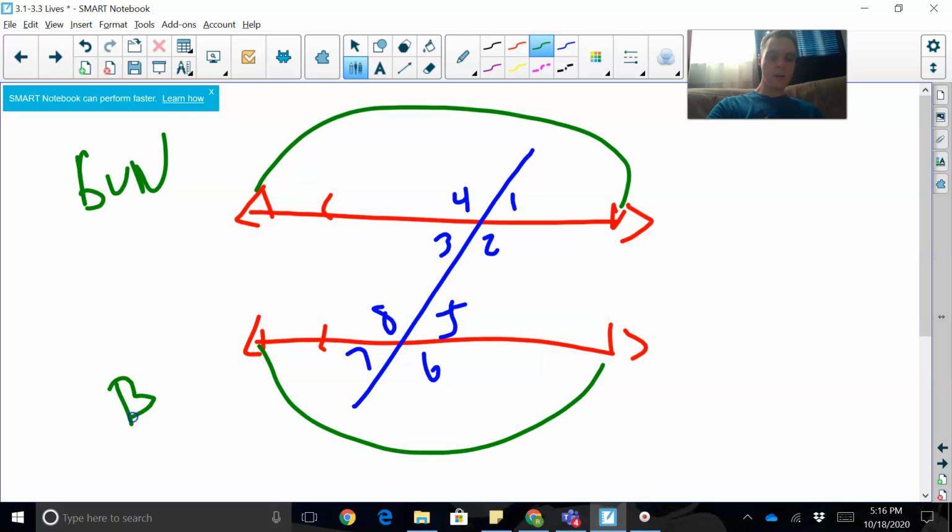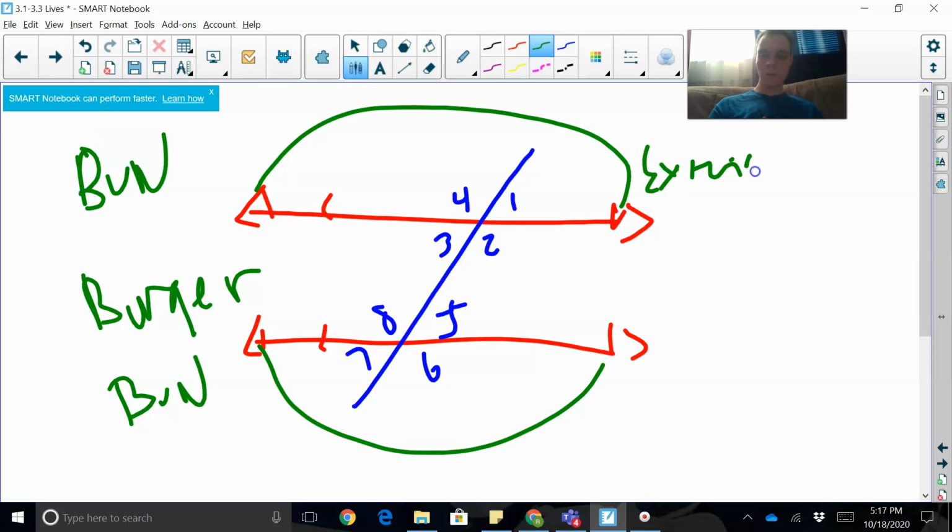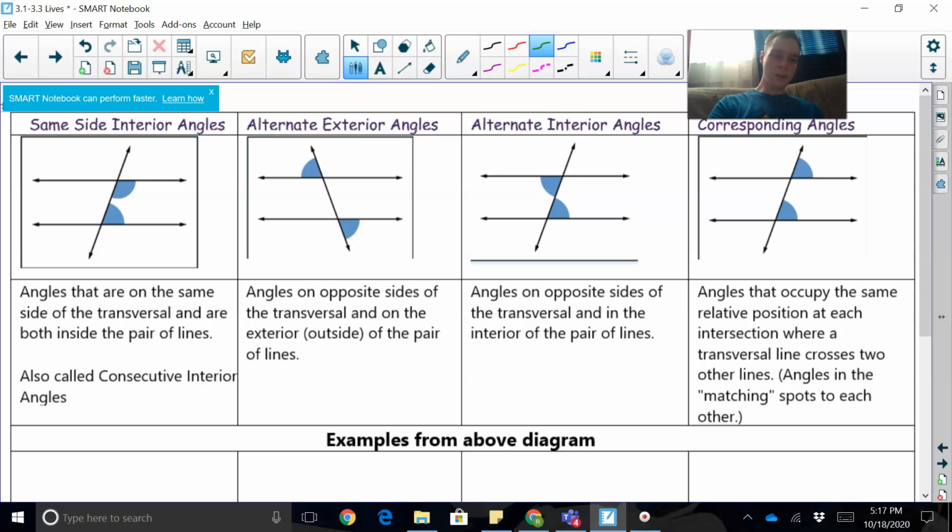Here you have a bun, here you have a bun, and here you have a burger. When you eat your hamburger, the buns go on the outside, or the exterior, and then your burger is on the interior. So that means angles 2, 3, 5, 8 are interior. In this case, 1, 4, 7, 6 are exterior. So here, same side interior: angles that are on the same side of the transversal.